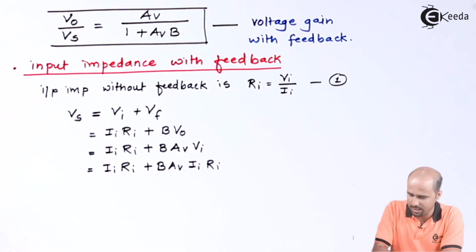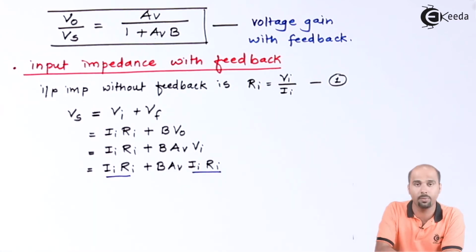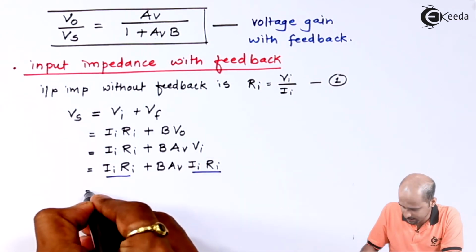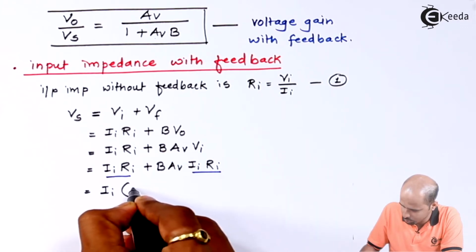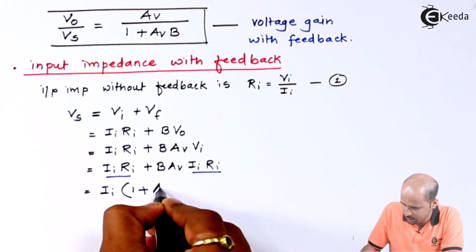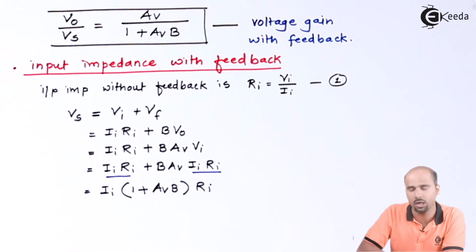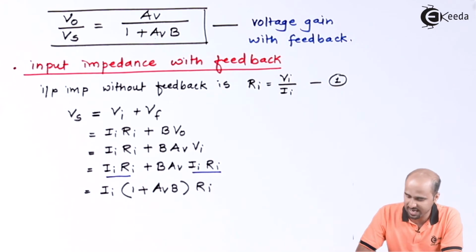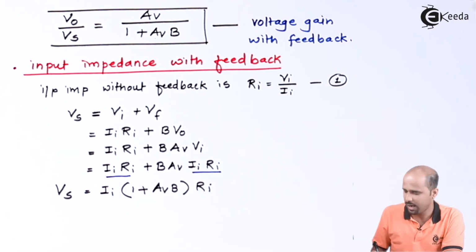So I can take this Ri common, right? I will take this particular parameter common, and I can say that this will become Ii into 1 plus AV into B into Ri, right? Now the question arises, what is exactly the value of Vs, right? So we will keep this Vs as it is here, and in the next step we will try to get the exact value of Vs.